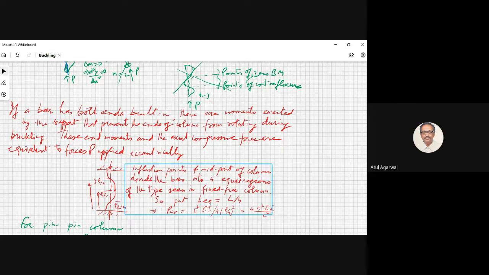So you can put L equivalent as L by 4, and you can get a P critical. You see now P critical is higher. Pi square EI by L square was the case when you had pin end conditions. So now you're getting 4 times.